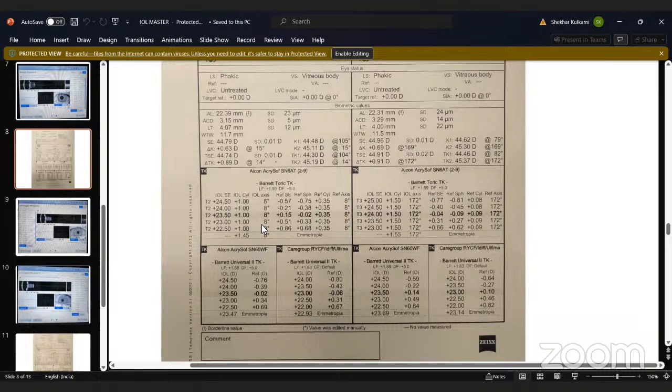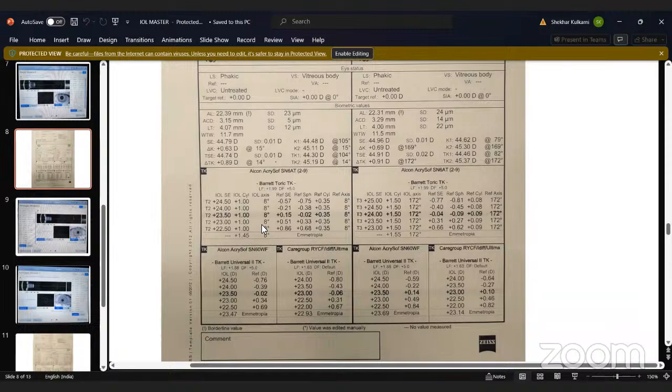Okay. If you want to calculate the IOL power, there are different formulas and lens constants which are different for every IOL. A specific company provides a specific IOL scan, toric scan. It calculates all of the measurements and gives you a composite number where you can install the IOL accordingly.